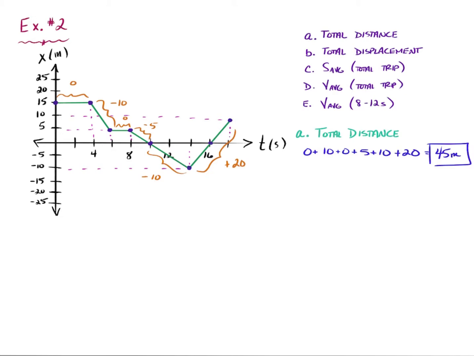The total distance, therefore, would just be all those values added up, ignoring positives and negatives. So 0, 10, 0, 5, 10, and 20, sum to give 45 meters.